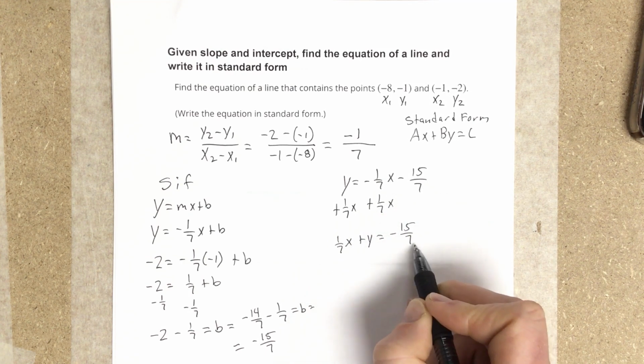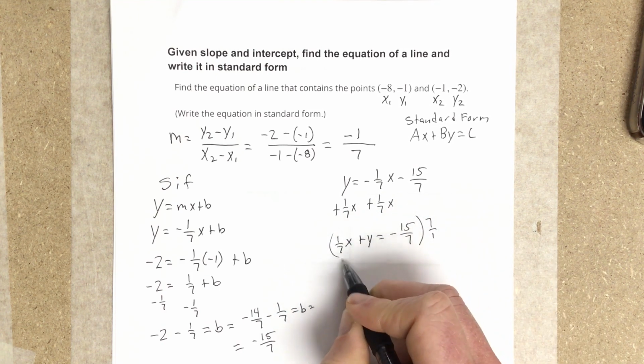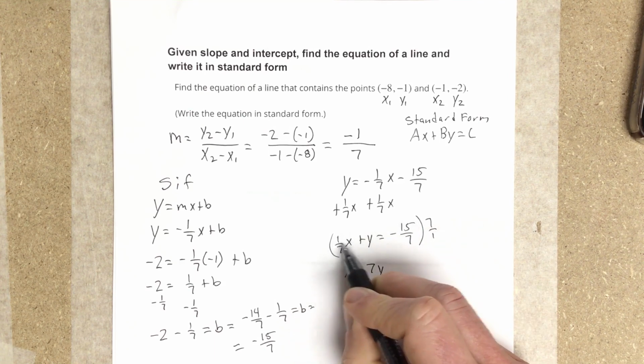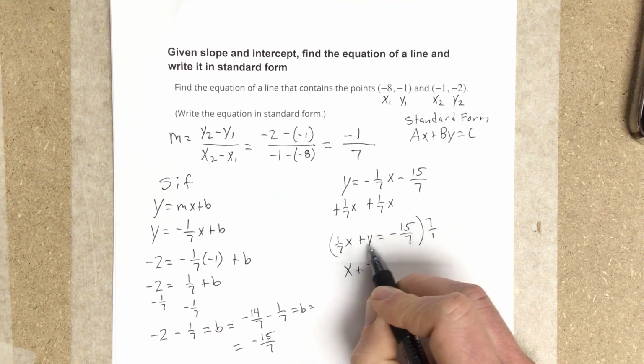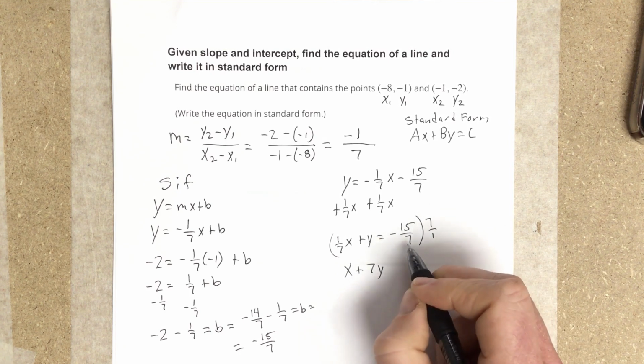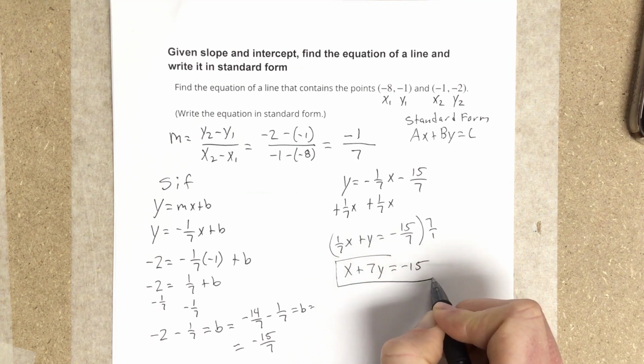We need to get rid of the fractions, so we're going to multiply everything by 7 over 1. And we get x plus 7y, 7 times the 1/7 cancels, 7 times the y, 7y, 7 over 1 times negative 15 over 7, the 7's cancel, you're left with negative 15. Now we're in standard form.